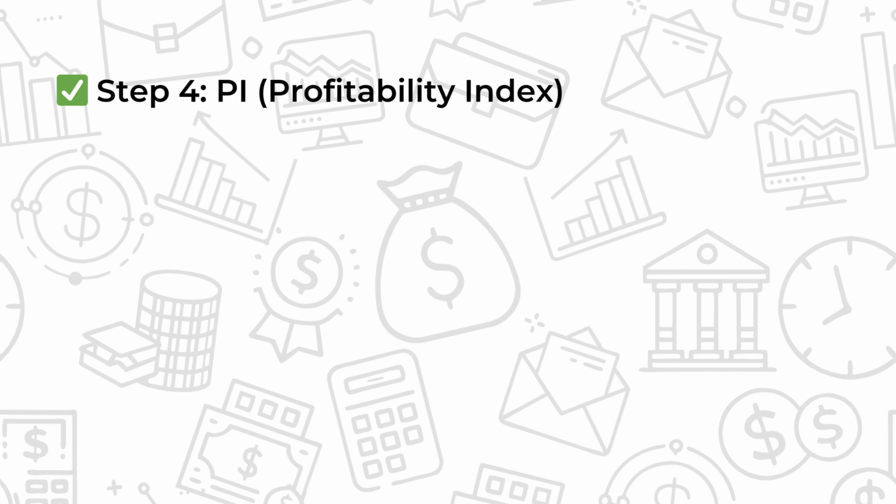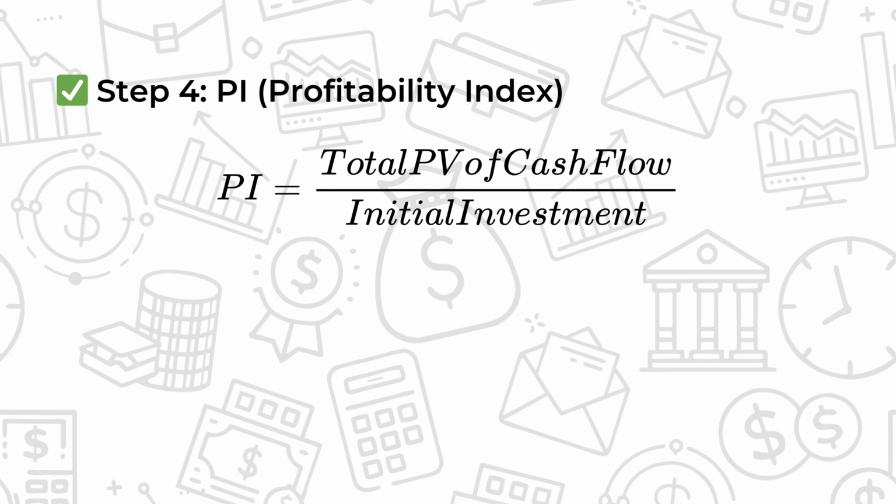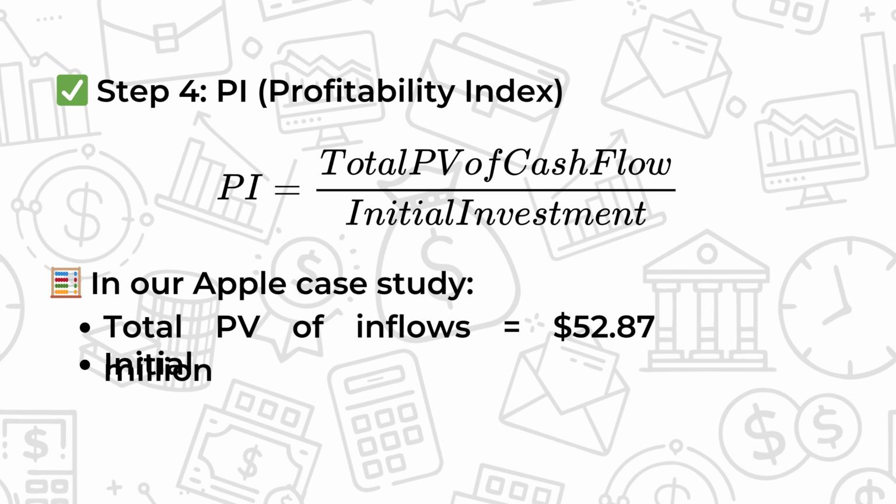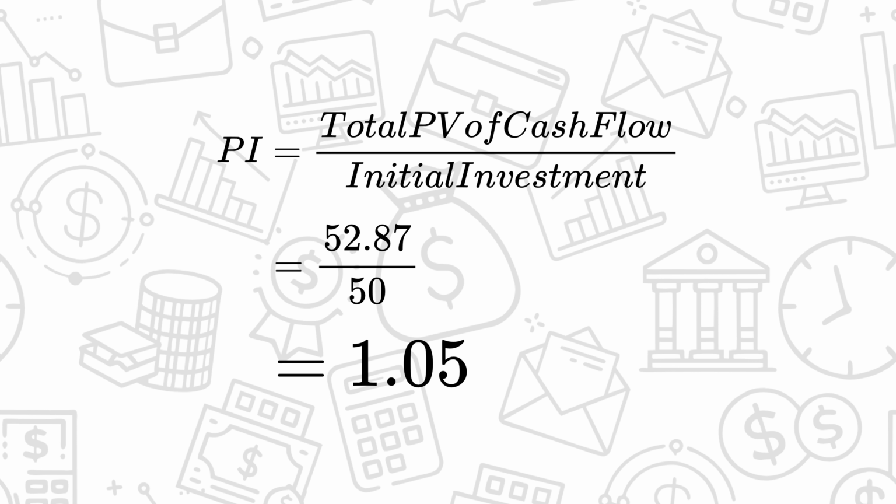The final step. The formula of Profitability Index is the total PV of cash flow divided by initial investment. In our Apple case study, total PV of inflows equals $52.87 million. Initial investment equals $50 million. After putting the values in, the answer is 1.05 respectively.